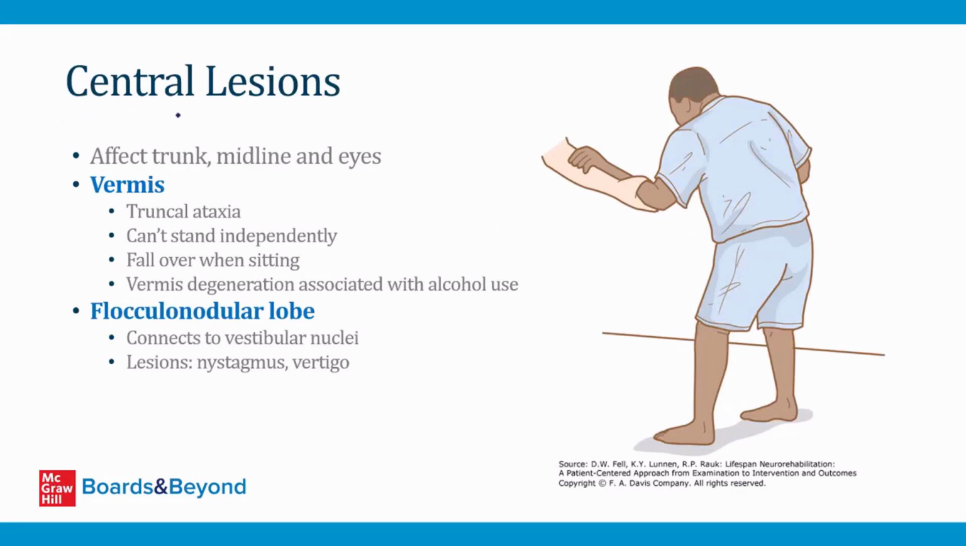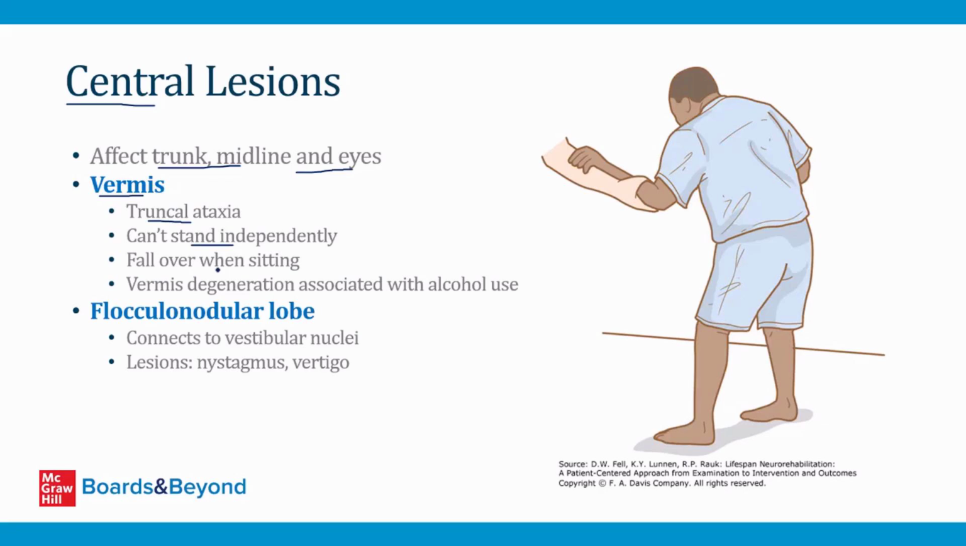Now let's talk about what happens in patients who have central cerebellar lesions. As I mentioned before, these lesions tend to affect the trunk, the midline of the body, and also the eyes. So the vermis is a midline region of the cerebellum, and when you have lesions here, patients can develop truncal ataxia. This means that they can't hold the trunk of their body straight, and it tends to fall to one side. This can cause them to be unable to stand independently without help.